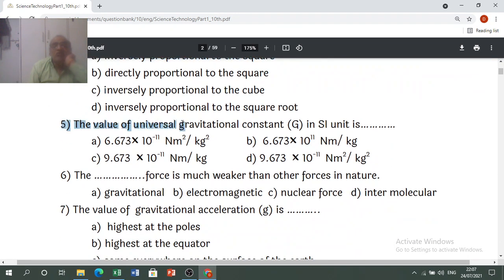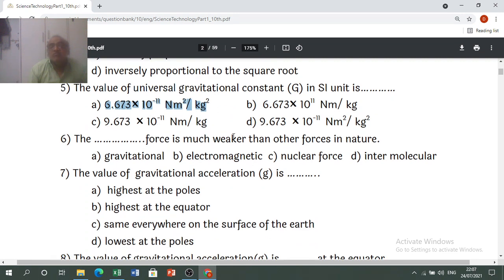The value of universal gravitational constant is 6.673 into 10 raised to minus 11 Newton meter square per kg square. The dash force is much weaker than, you know that electromagnetic force is always greater than gravitational force. Nuclear force is greater than intermolecular and electromagnetic force. Intermolecular force is greater than gravitational force. That is, weak force is gravitational force.